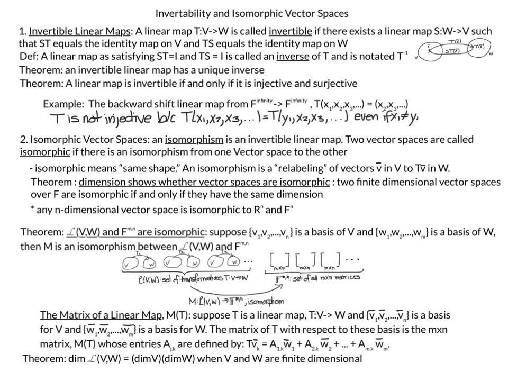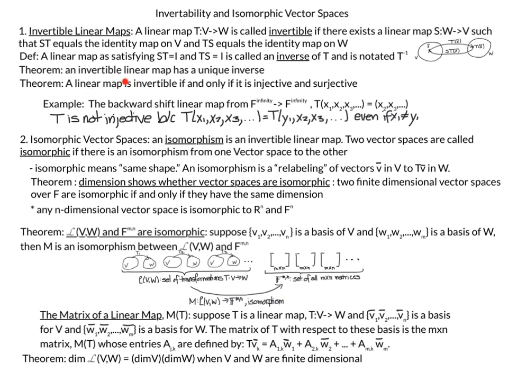We have this definition: a linear map satisfying ST equals the identity and TS equals the identity is called an inverse of T and is notated T inverse with this -1 exponent. We have the theorem that an invertible linear map has a unique inverse. So S in this case would be unique for T. And then this next theorem: a linear map is invertible if and only if it is injective and surjective. So this is our important theorem. So to be invertible, it needs to be injective and surjective.